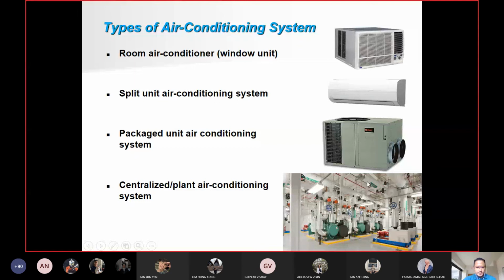Okay, types of air conditioning system. Basically, there are 4 different types that you need to remember. Today I'm going to cover just 2 types: the room air conditioner, or sometimes we call it the window unit, and the split unit air conditioning system, the one that we normally use in our house.